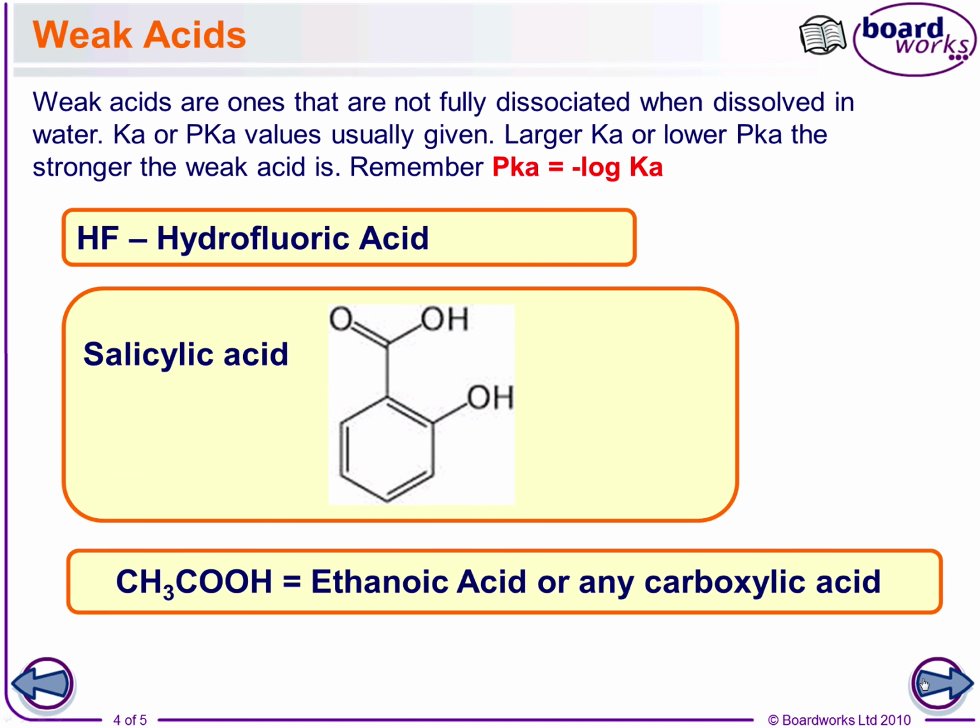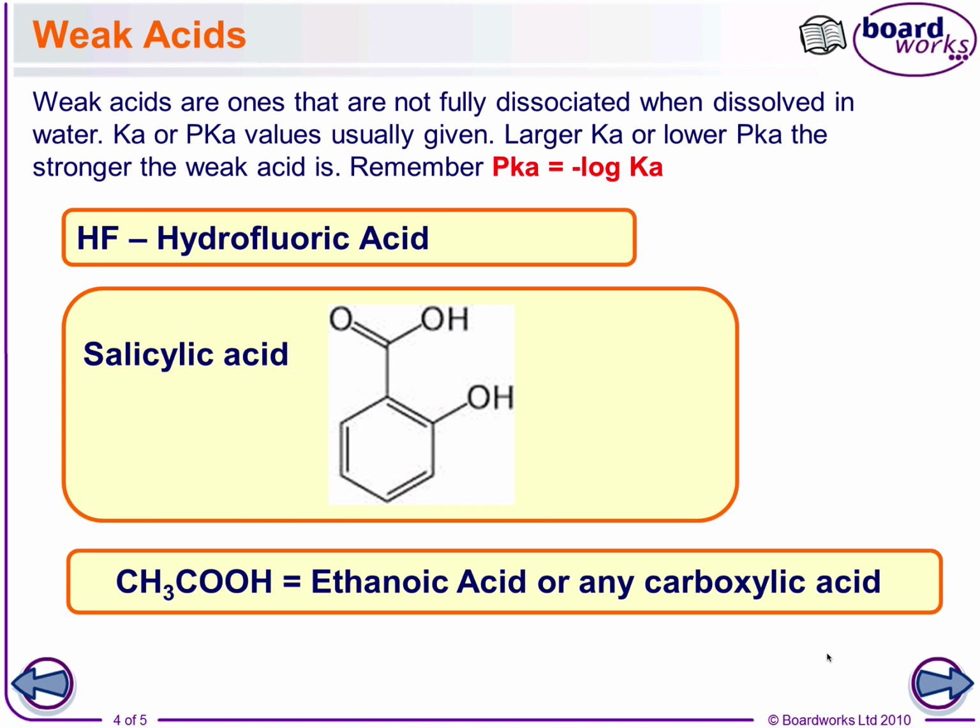Your weak acids are much trickier because these will be not fully dissociated in water, and generally you'll be given a Ka or a pKa value when you're dealing with these. Now, the rule is the larger the Ka value or the lower the pKa value, then the stronger the weak acid is. Now remember, pKa is minus log Ka, and the only reason pKa is used is to make comparison between acids easier, because it gives a nice range of numbers from 0 to 10 and it makes the comparison much easier. If something has a pKa of 1 and something has a pKa of 6, then the pKa of 1 is a stronger weak acid.